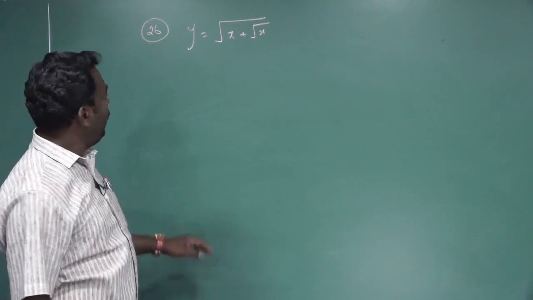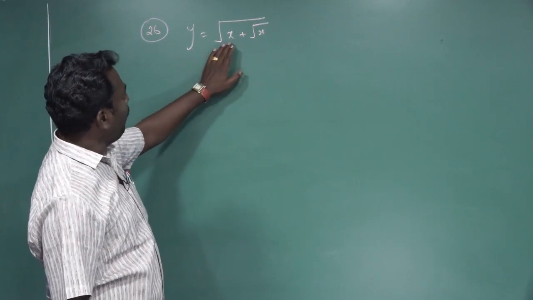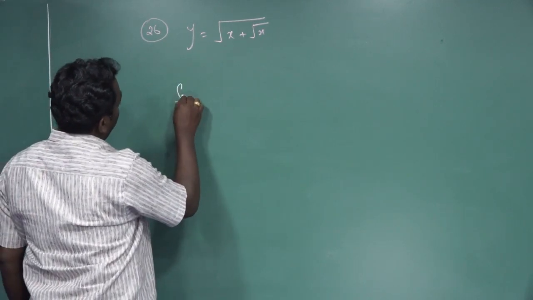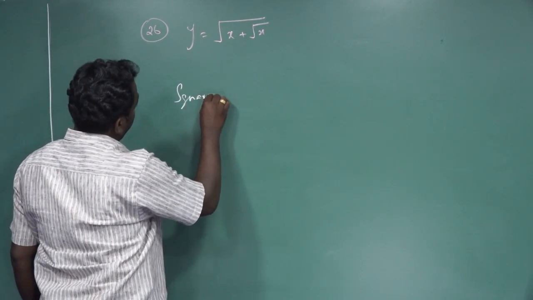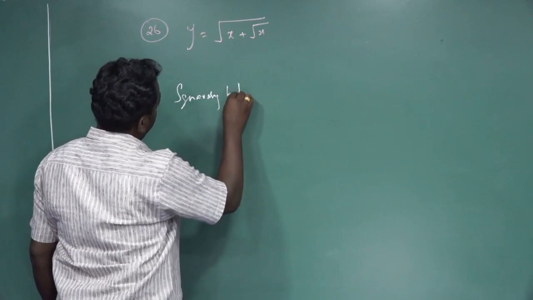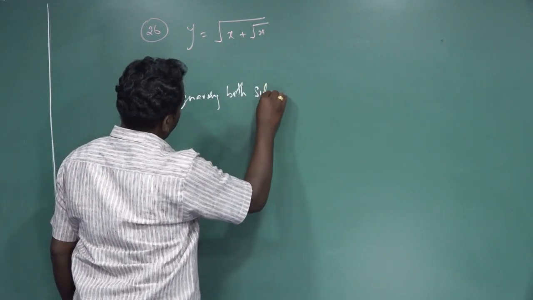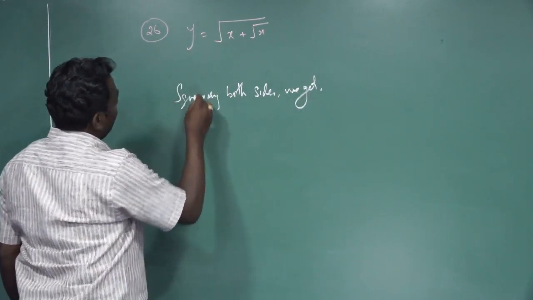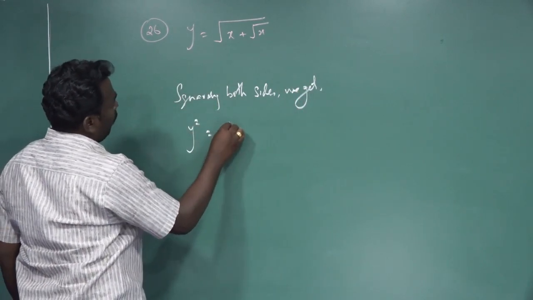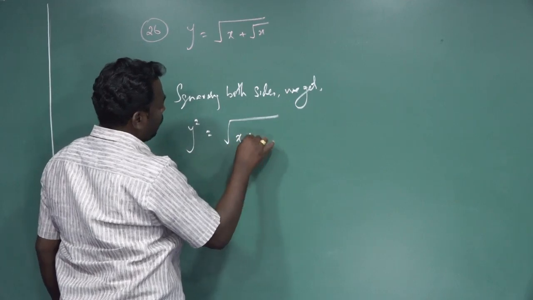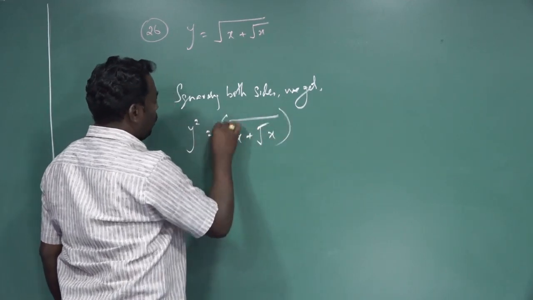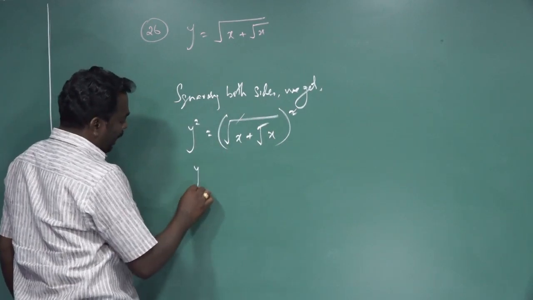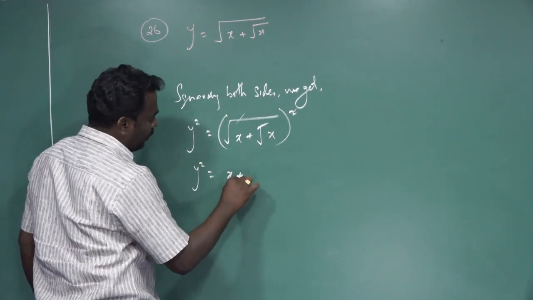Next, question number 26: y equal to square root of x plus square root of x. Now squaring on both sides. Take y square is equal to square root of x plus square root of x, whole square. The square root will cancel, y square is equal to x plus square root of x remaining.